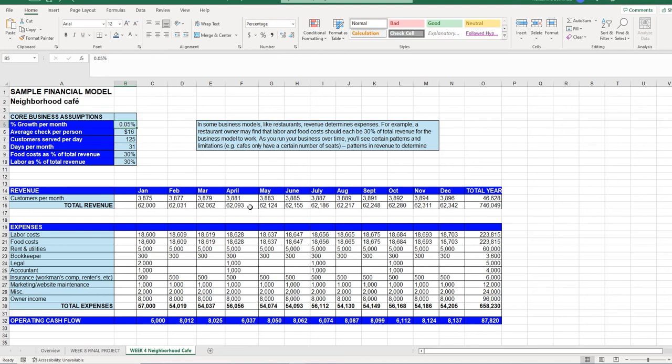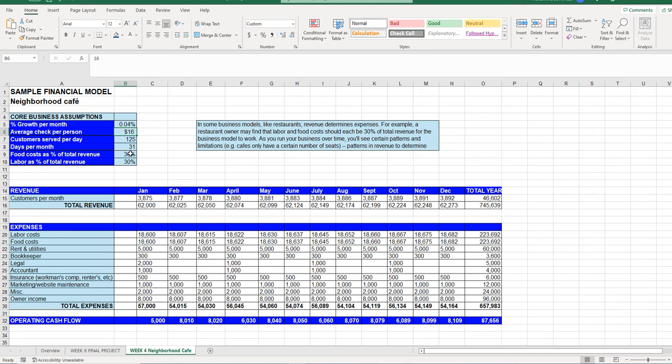So if we decrease the value, what happens? When the value is 4%, now it is 87,000. Oh, sorry, this is 0.05%, 0.04%. Then the value has now slightly decreased. So the percentage growth per month value always has influence on revenues, expenses, and total costs.